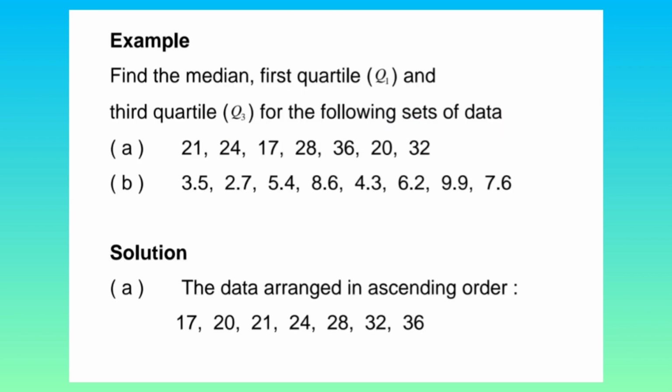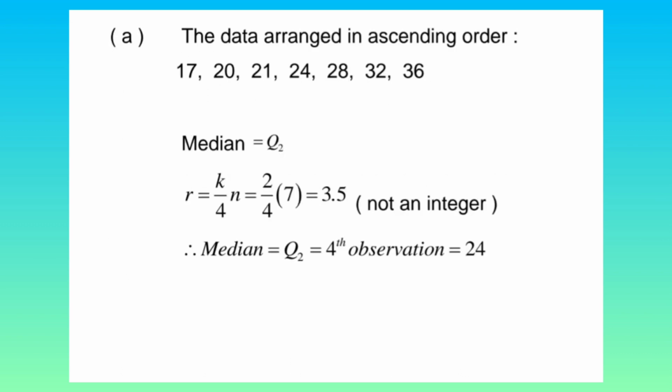Okay, let's see the first example. Find the median, first quartile Q1 and the third quartile Q3 for the following sets of data. For A, we are given the set of data 21, 24, 17, 28, 20, 36, 20 and 32. Firstly, we need to arrange the given data in ascending order. Next, we want to find the median. Median is Q2.